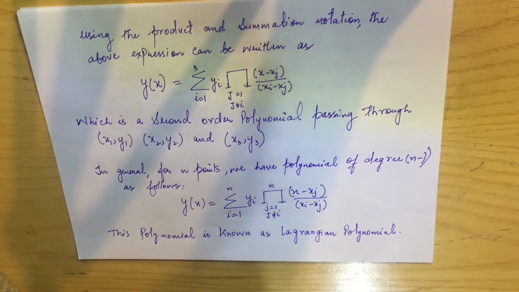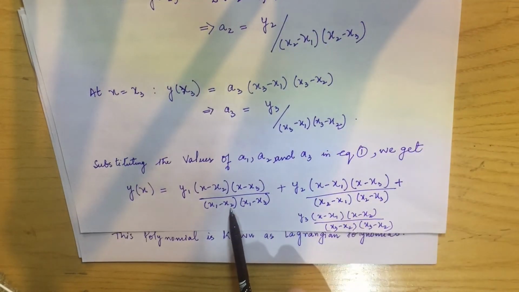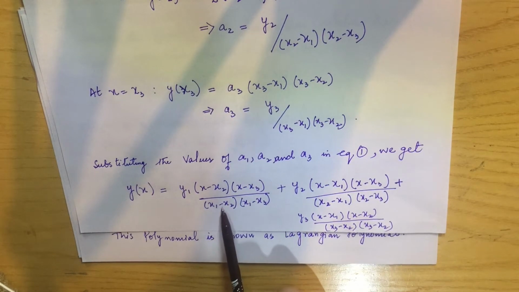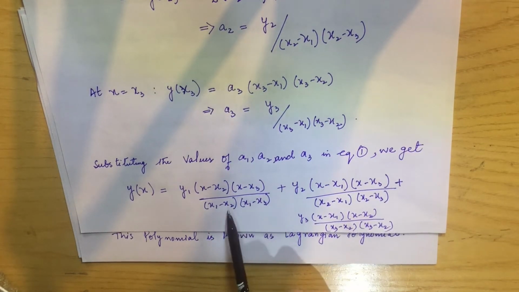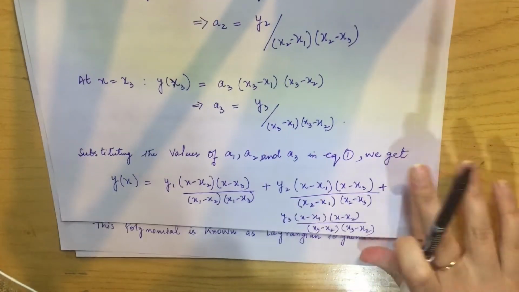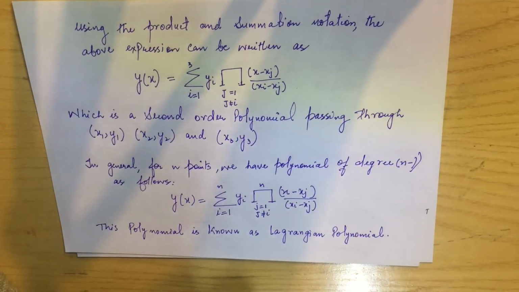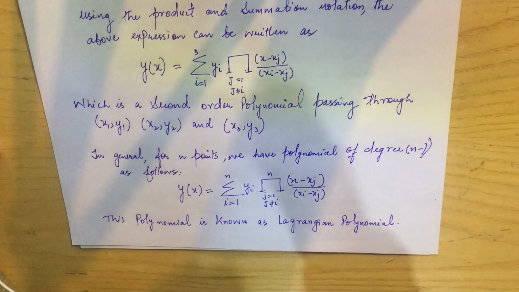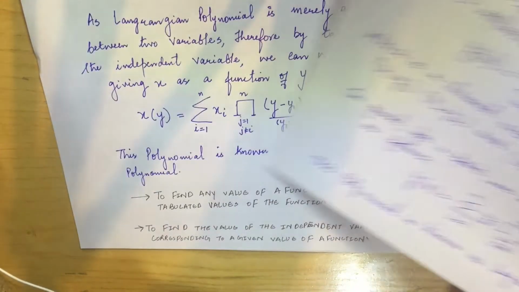If you see the terms below, j is never equal to i. Here we are having x1 minus x2, x1 minus x3. We are not getting x1 minus x1, because that will be equivalent to 0, and therefore the whole term will be equivalent to 0. So we are not considering that. So this polynomial is known as the Lagrangian's polynomial.